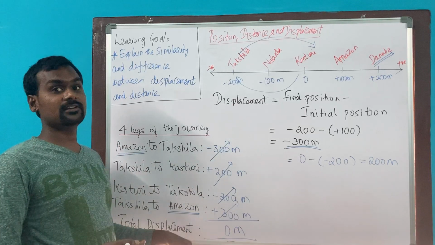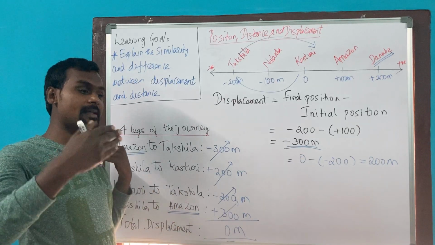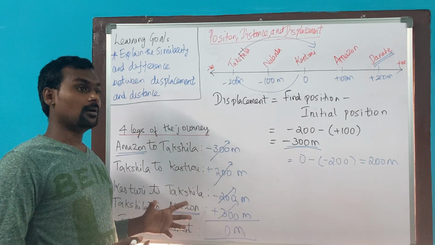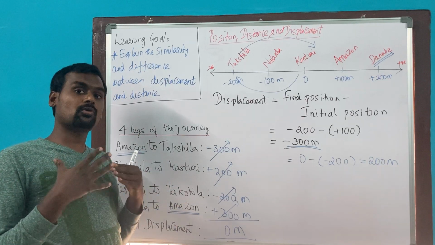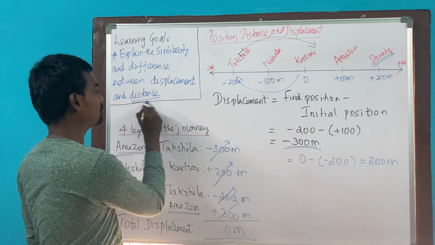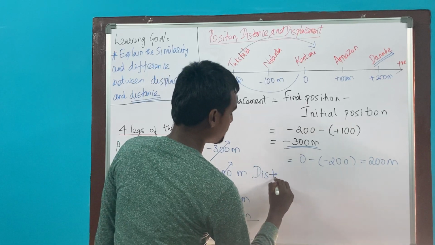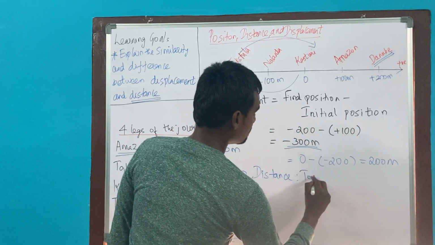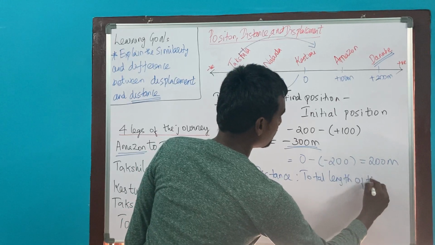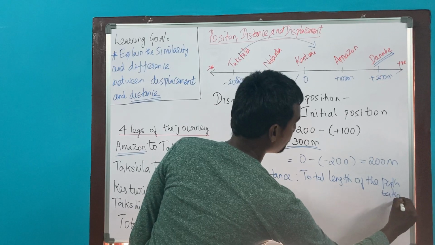Now does that mean that I did not even walk at all? No, I have definitely walked some length in the individual legs of the journey. Then how do I quantify the total length of the path which I have walked? That's where distance comes into play. To define distance, distance is the total length of the path taken.